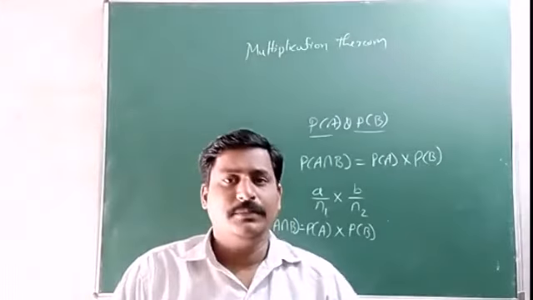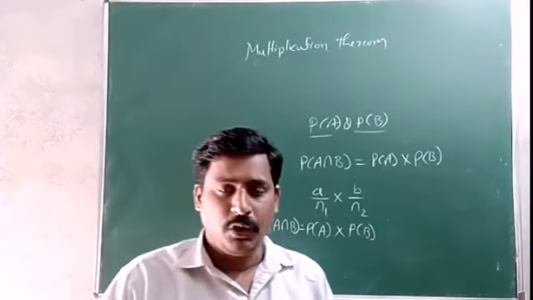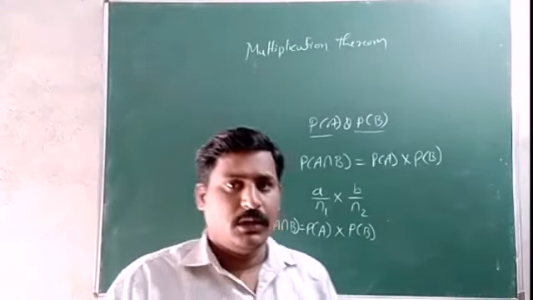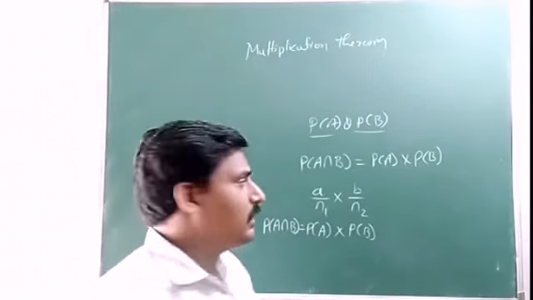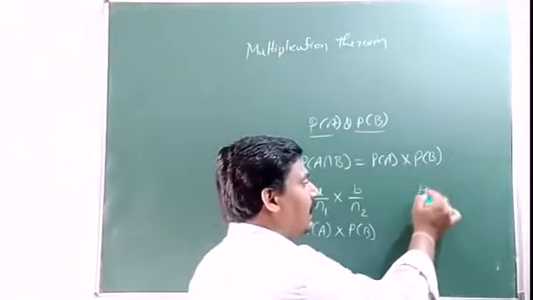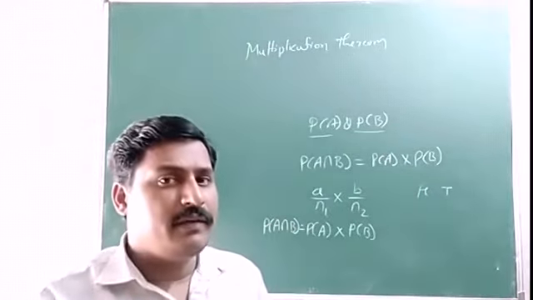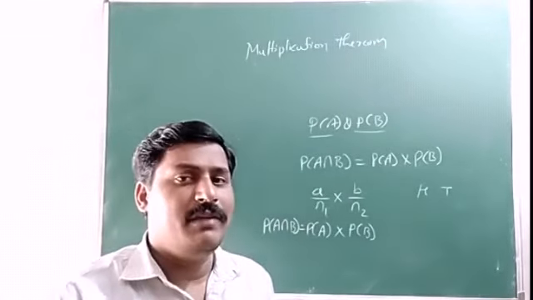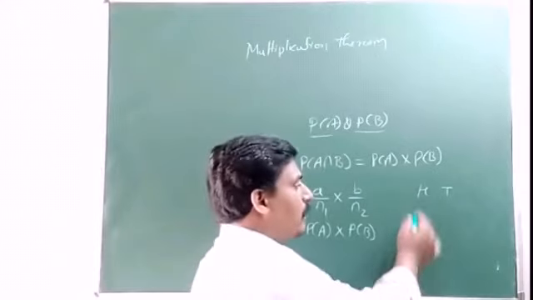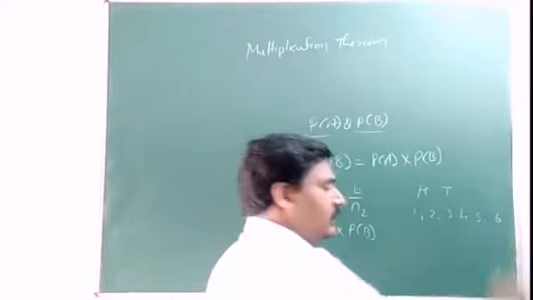So an example for this one, suppose tossing a coin. Event A is tossing a coin, and it gives the result head and tail. Now another event, throwing a die. So when we throw a die, we get 6 outcomes: number 1, 2, 3, 4, 5, 6.